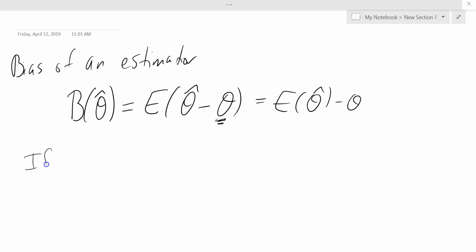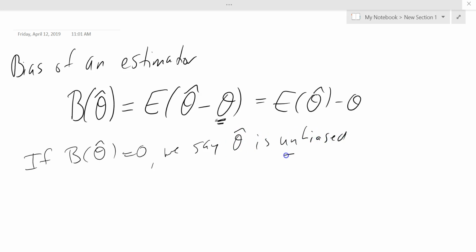So if the bias is 0, we say that theta hat is an unbiased estimator of theta. Otherwise, it's biased.